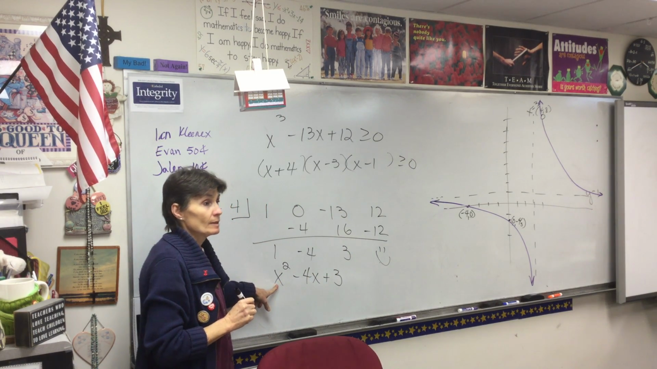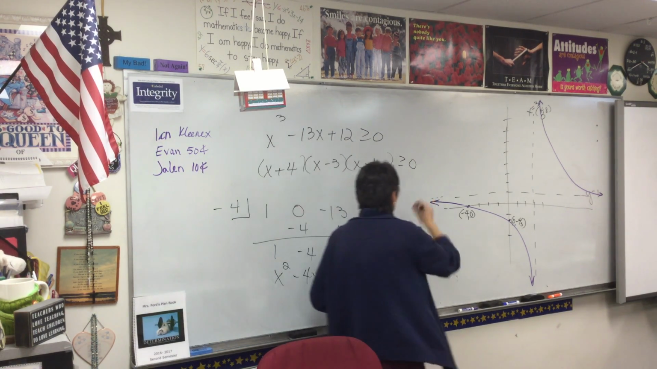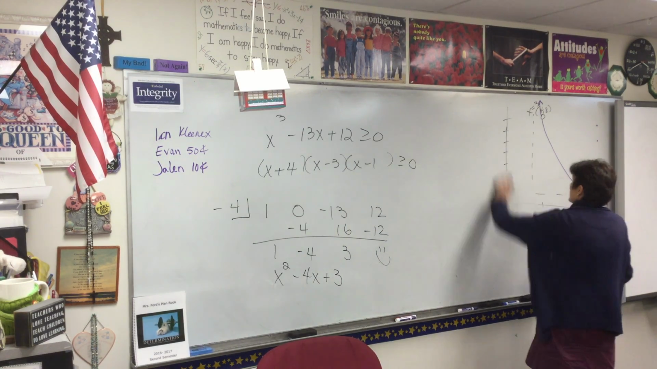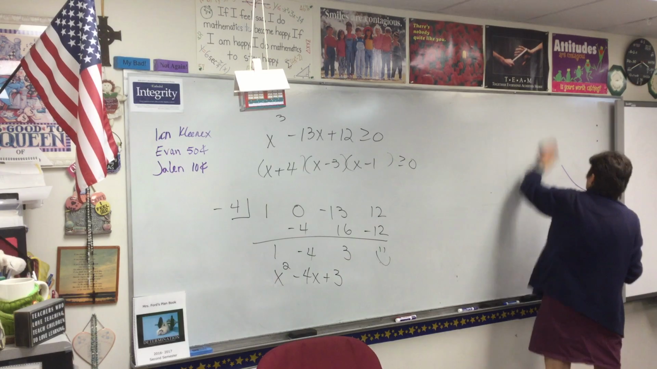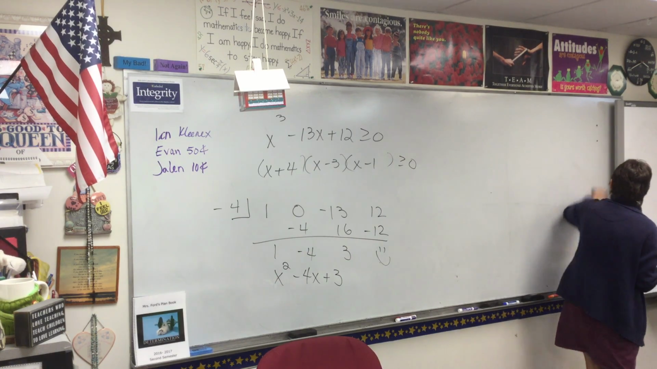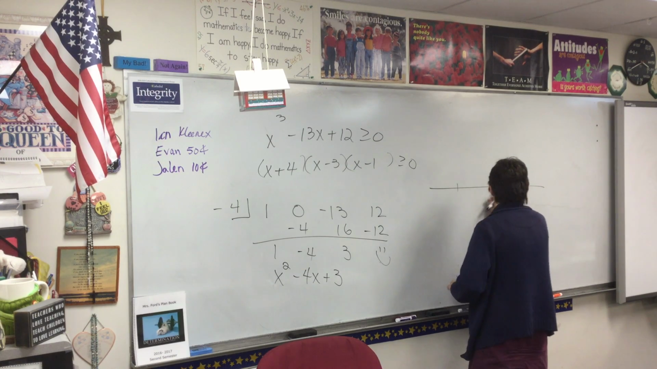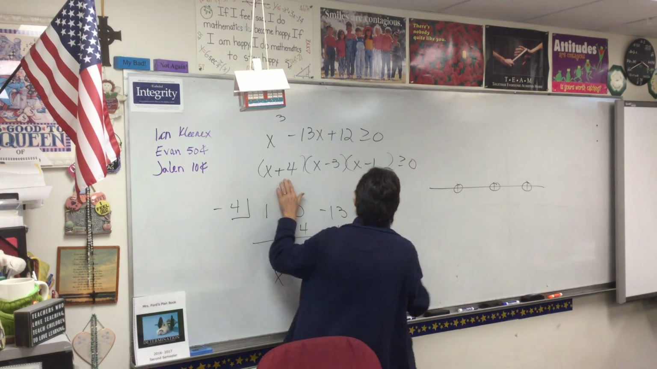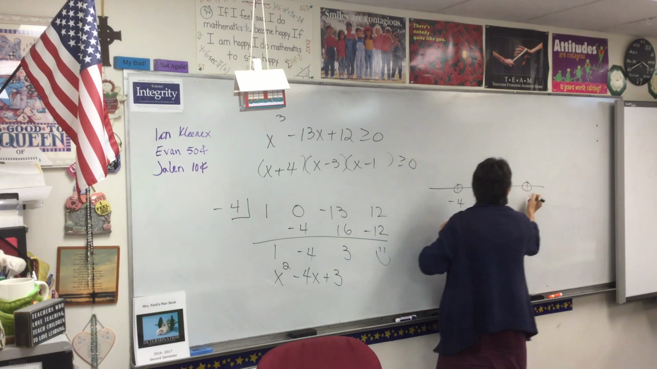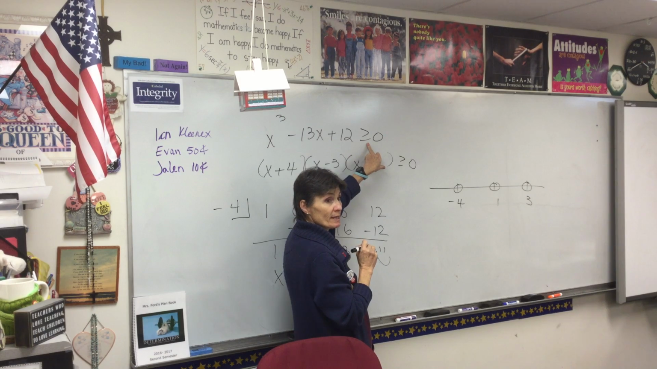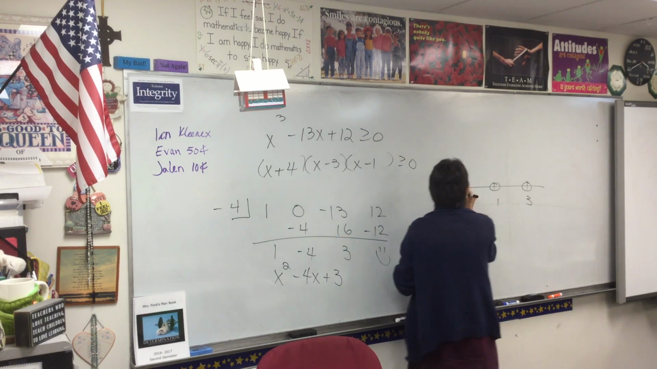Now I draw my number line. And I know there'll be 3 dots on the number line. I'm going to draw my dots at negative 4. And the dots, where will they be? Negative 4, 1 and 3. The dots will be colored.